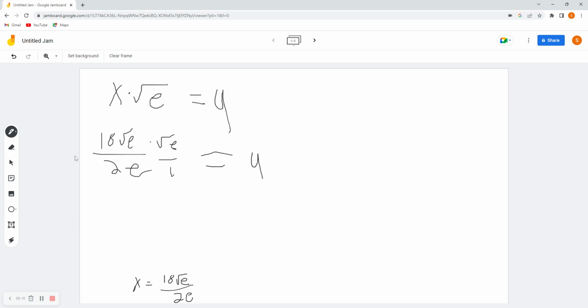We could just multiply this. We get 18e over 2e equals 9. And the e's cancel. The 18 over 2 cancels. So we get 9 is equal to 9, which is true. So 18 square root of e divided by 2e is equal to x.